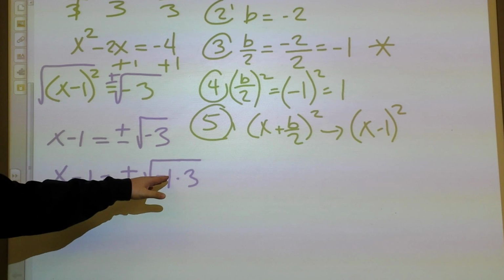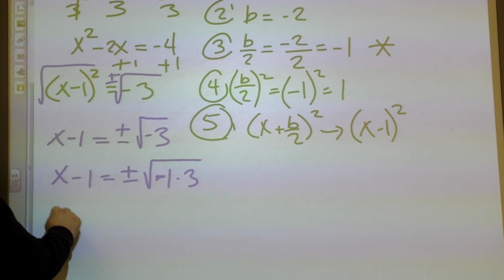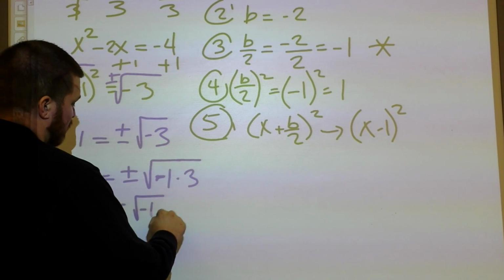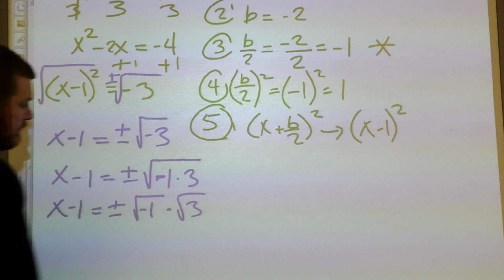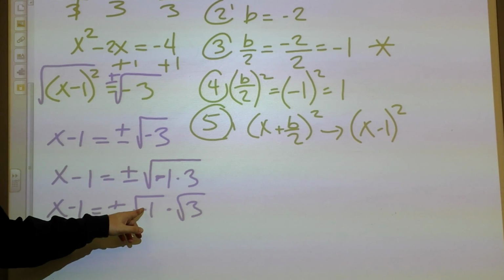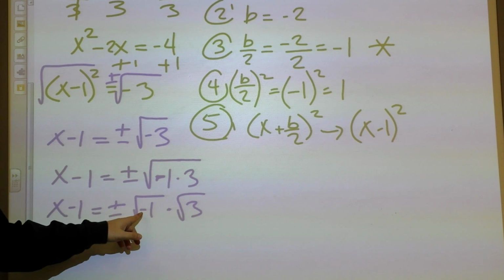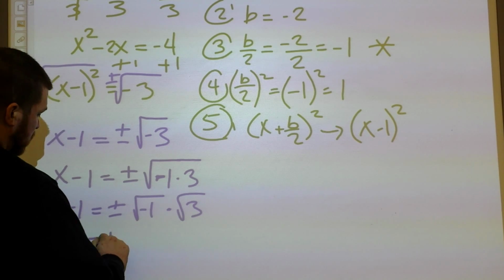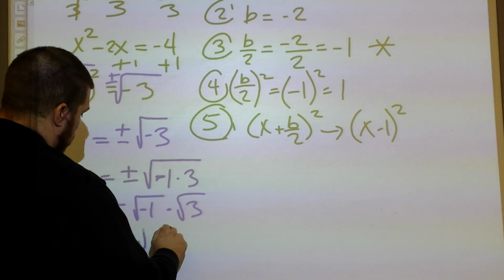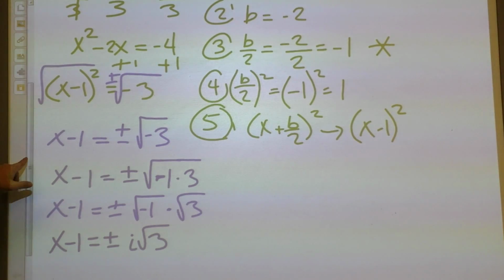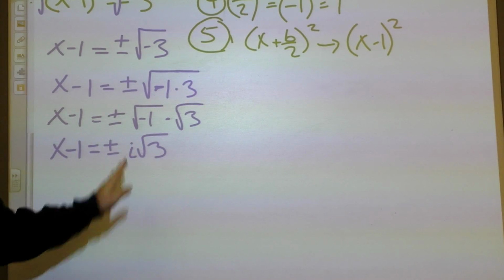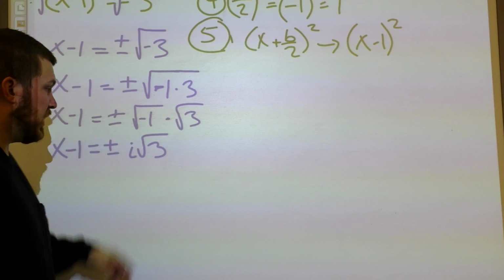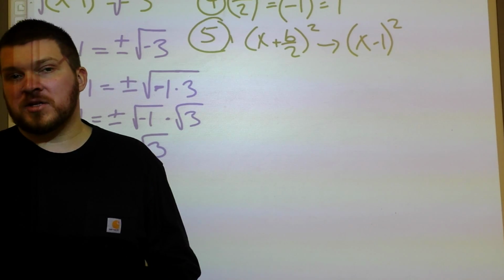Now, if you go back to chapter 2, remember I can split this up into 2 separate parts. So x minus 1 equals plus or minus the square root of negative 1 times the square root of 3. What we talked about at the end of chapter 2 was that the square root of negative 1 is the same thing as saying i. So x minus 1 equals plus or minus i square root of 3. Now we're ready to keep going. What this automatically tells us, as soon as we see an i, is that graphically there are going to be no real solutions. However, algebraically there are 2 complex solutions.